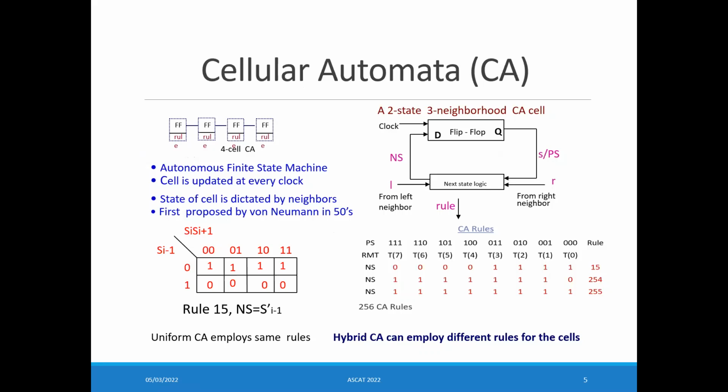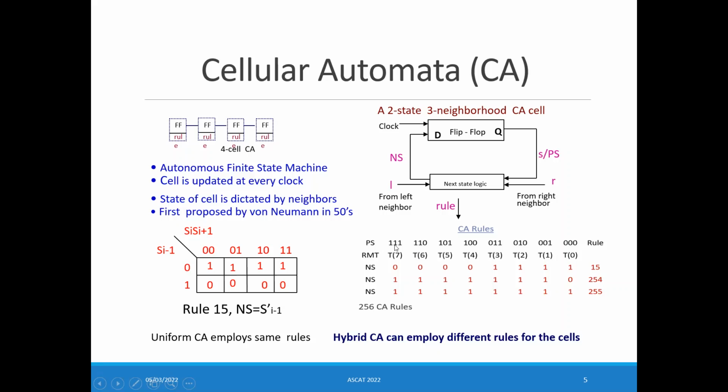So these are some basics of cellular automata. Cellular automata is nothing but a finite state machine, and each cell is updated in each clock cycle. This is a diagram of a two-state, three-neighbourhood CA. The state can be either 0 or 1, and the next state is dependent on the left neighborhood, the right neighborhood, and the cell itself. In a two-state, three-neighborhood CA, there can be a total of 256 rules. Among all the 256 rules, we have listed only 3 rules here.